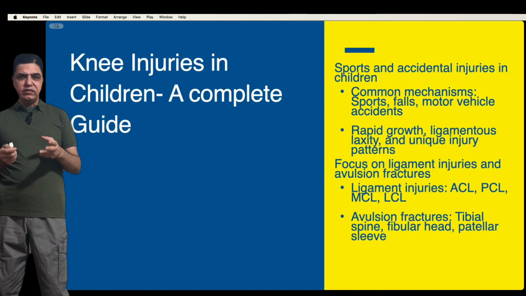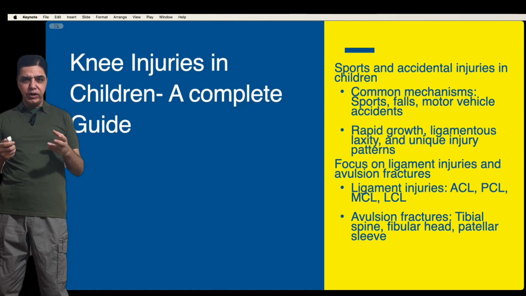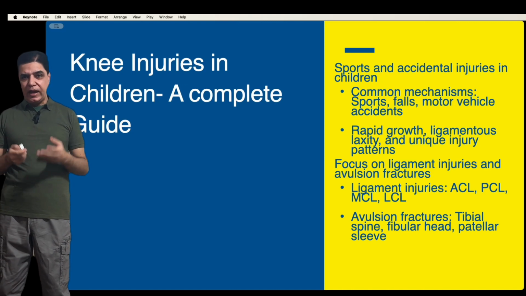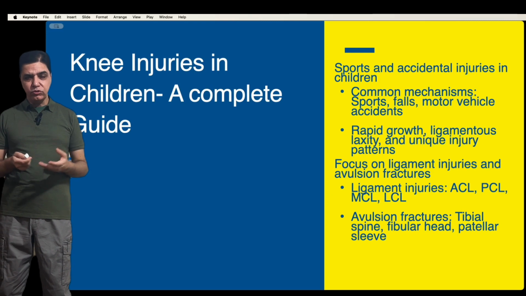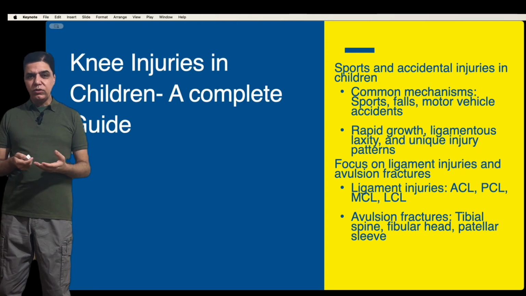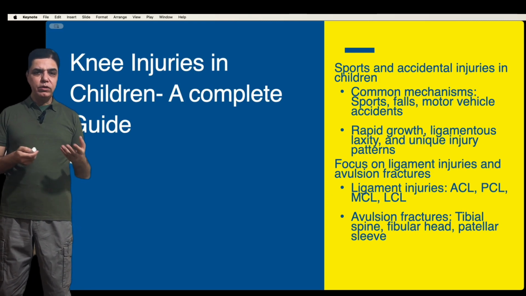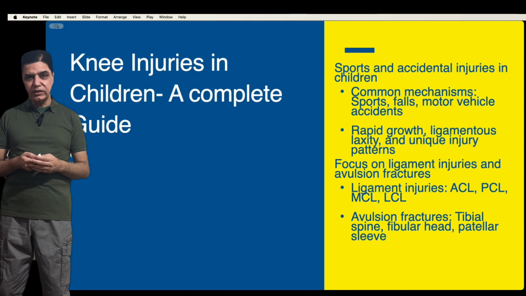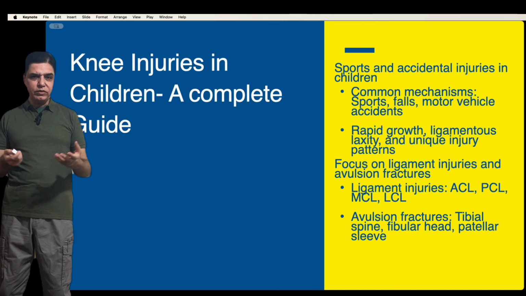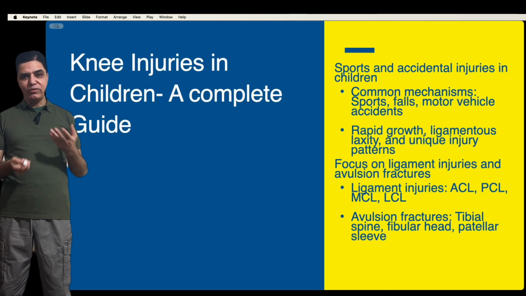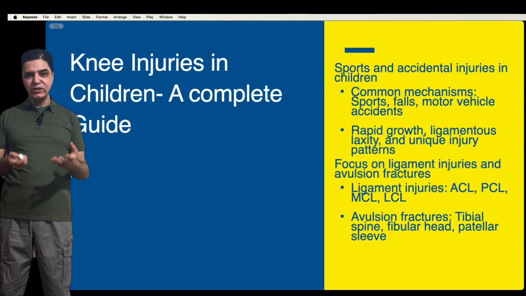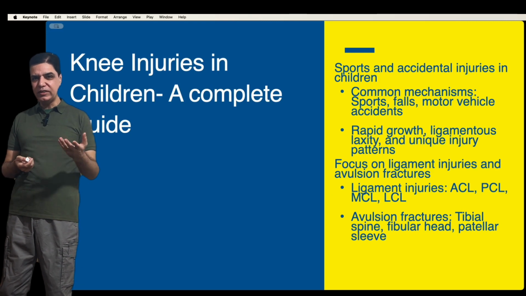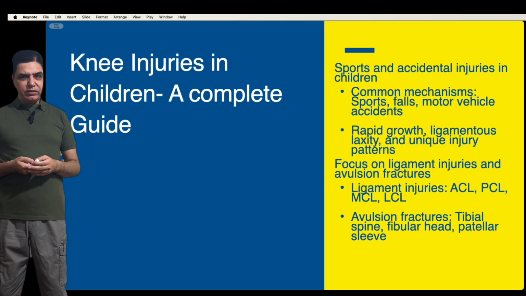Now, sports and accidental injuries in children are very common. Why? Because they are active, they play sports a lot. They are involved in contact sports like football, rugby, volleyball, cricket, hockey, and so on and so forth. So they are very much prone to accidents, and most of these accidents do involve the knee. Around 5 to 6% of all the injuries in children comprise knee injuries, and we do see it on a daily basis.